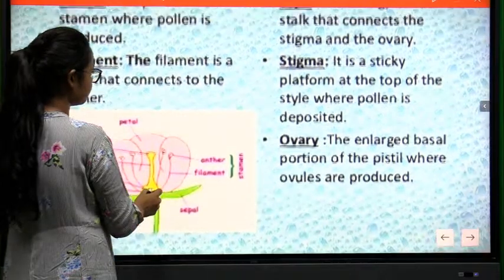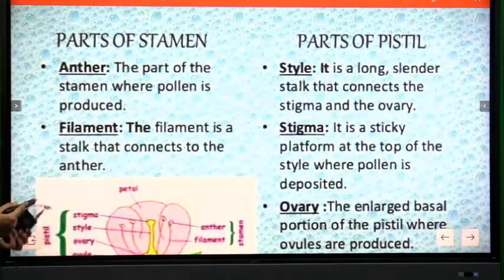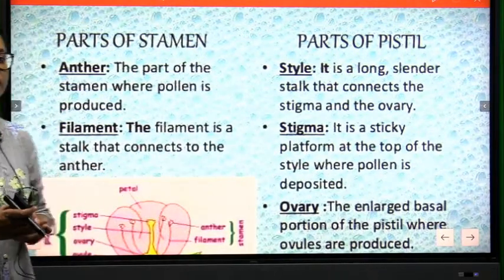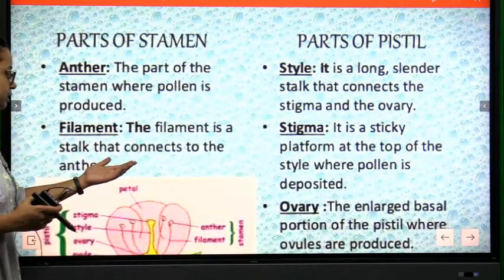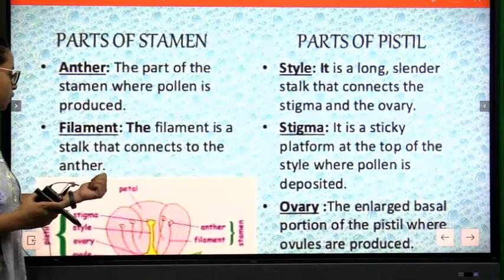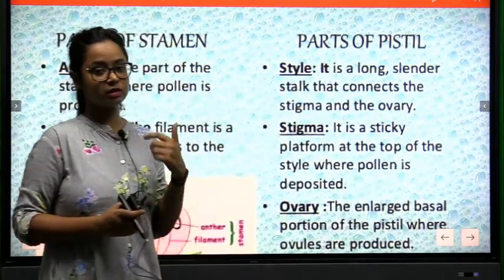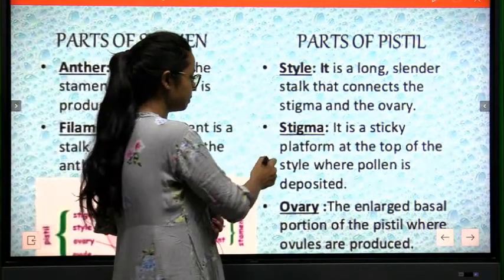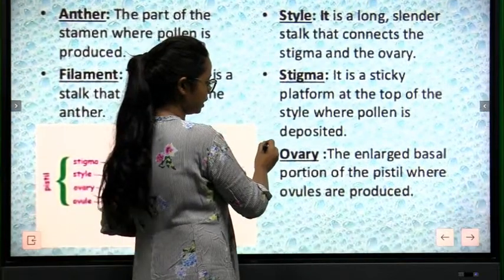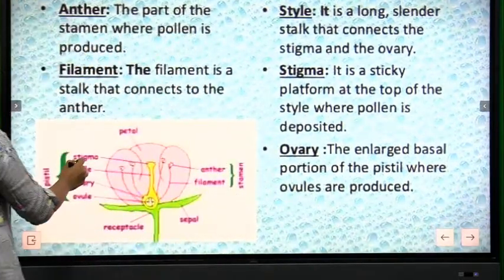So these are the five parts of a plant: anther, filament, style, stigma and ovary. Anther is where the pollen grains are produced. Filament is a stalk which connects it to the anther. Style is the long slender stalk that connects the stigma and ovary. Stigma is a platform at the top of the style where pollen is deposited, and ovary is the enlarged basal portion of a pistil where ovules are produced.